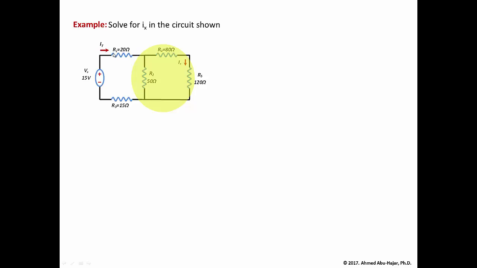Some of that current will go through R2, and the other current will go through this equivalent resistance, which is the same as Ix. So we can solve for Ix using the current divider technique, which I'm going to show you how to do shortly. So let's go through the steps of finding R equivalent.